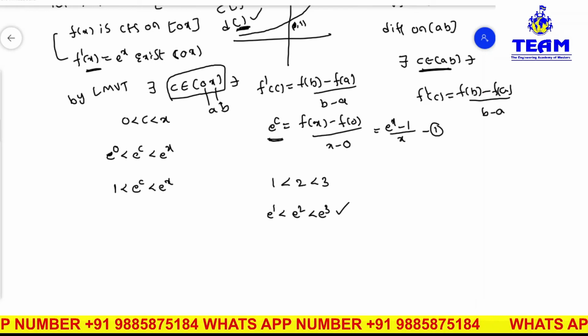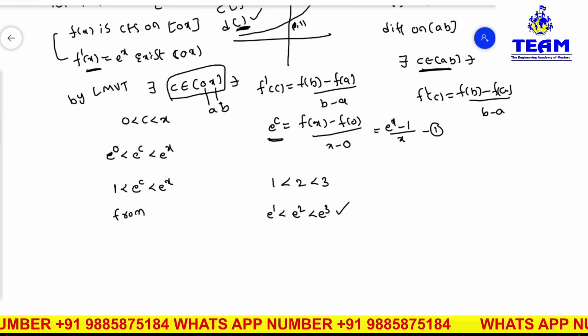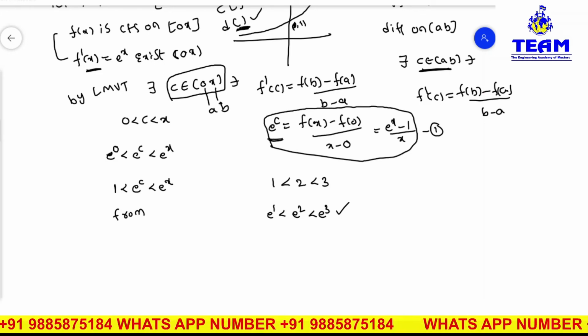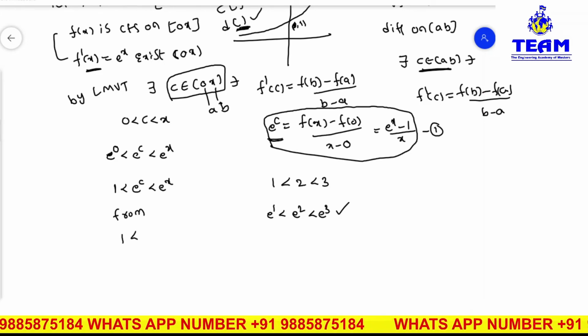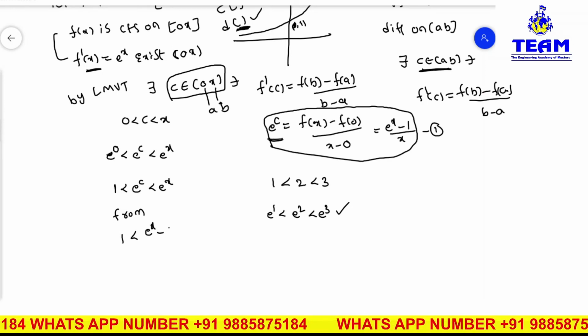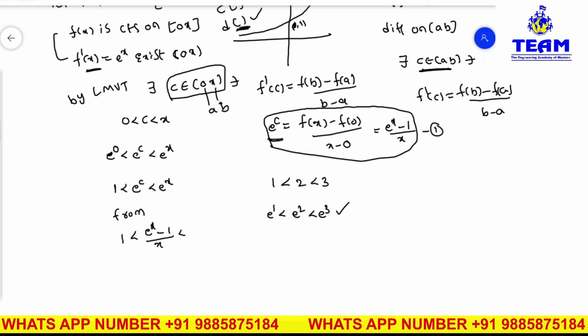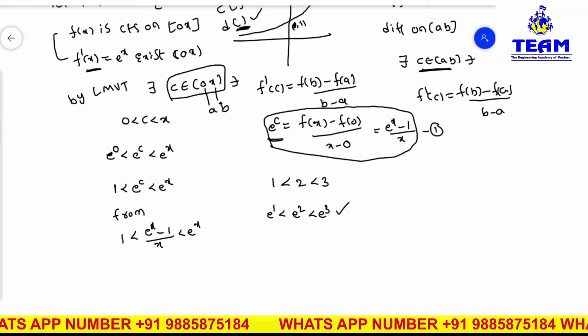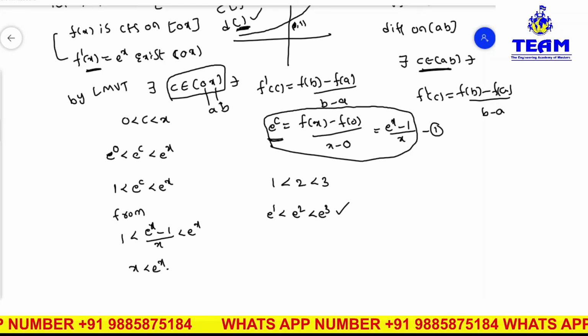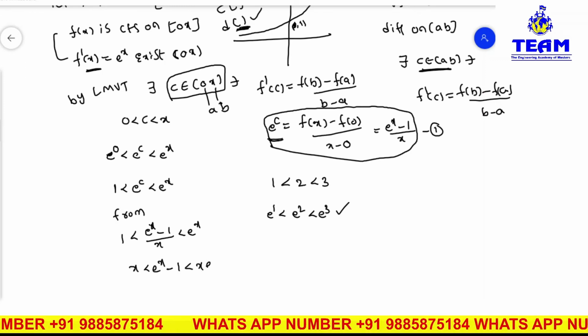Friends, from equation 1, what can you write for the e power C value in terms of x? e to the power of C is e to the power of x minus 1 by x. So 1 is less than e to the power of x minus 1 divided by x, which is less than e to the power of x. Now multiply x on both sides. Then you will have x is less than e to the power of x minus 1 is less than x e to the power of x.